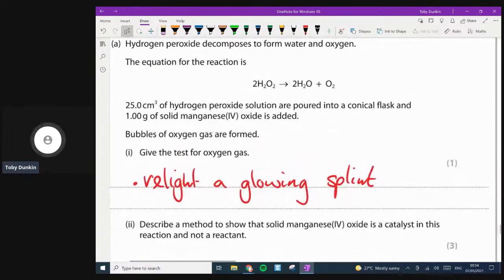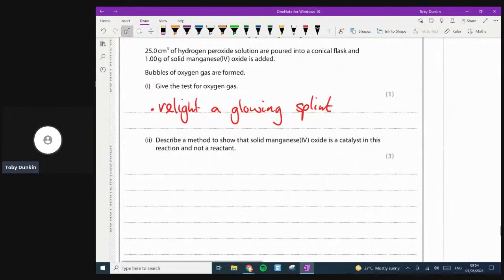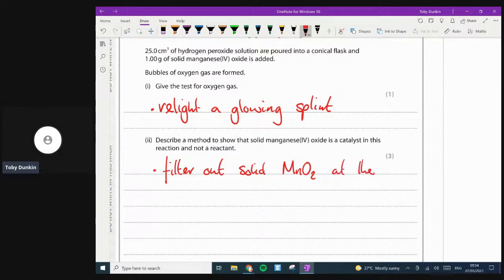Okay, so they've got 25 centimeters cubed of hydrogen peroxide solution poured into a conical flask, and they added 1 gram of solid manganese dioxide, and bubbles of oxygen gas are formed. So what we're going to do is filter out the solid manganese 4 oxide, MnO2, at the end of the reaction.